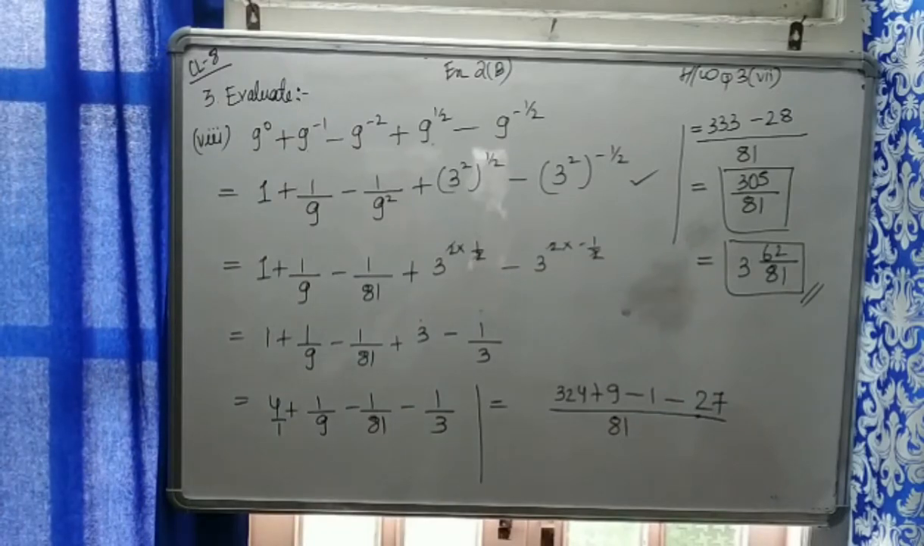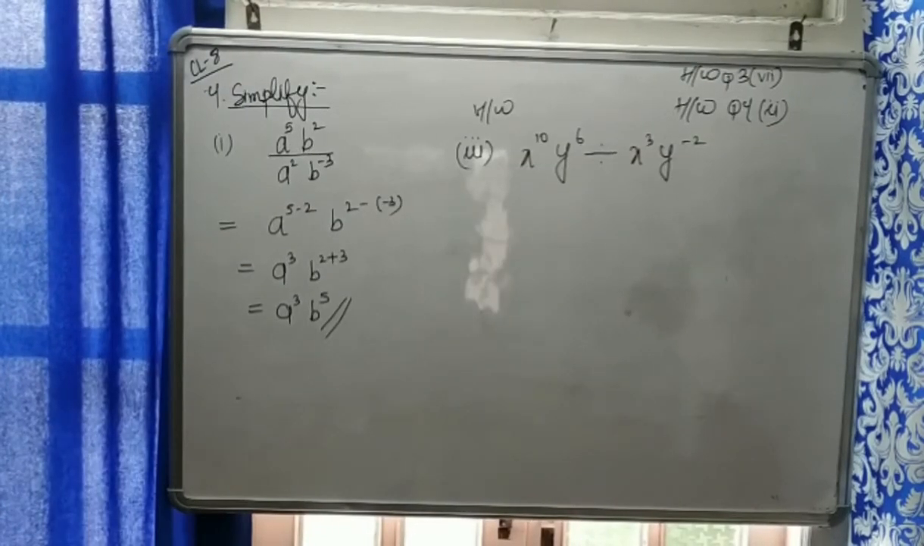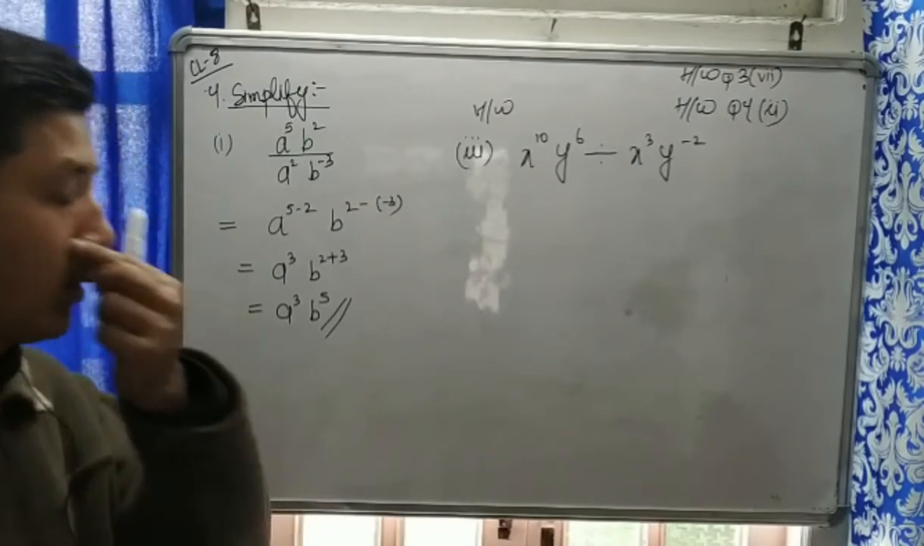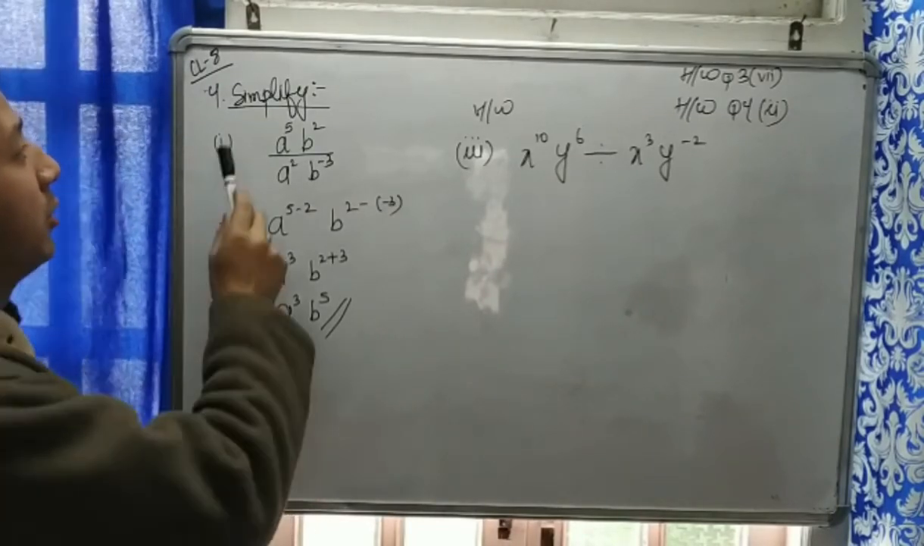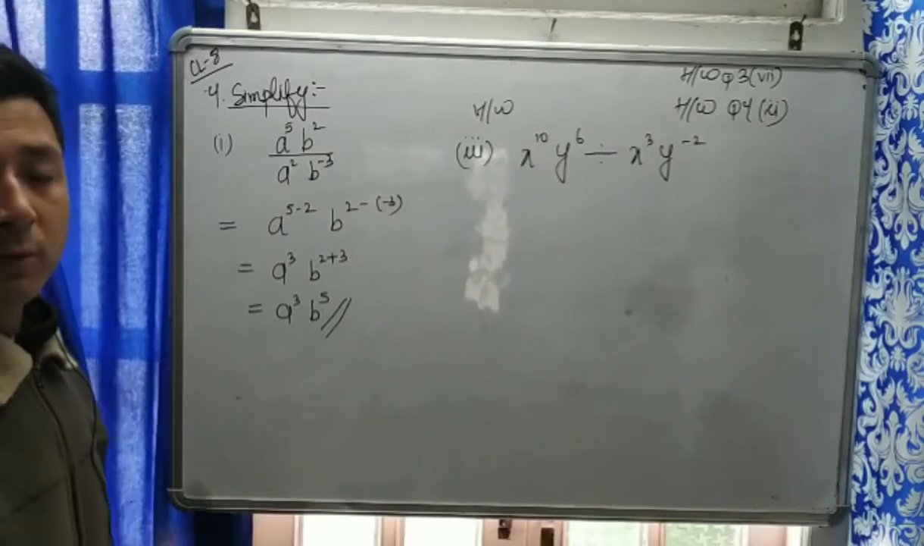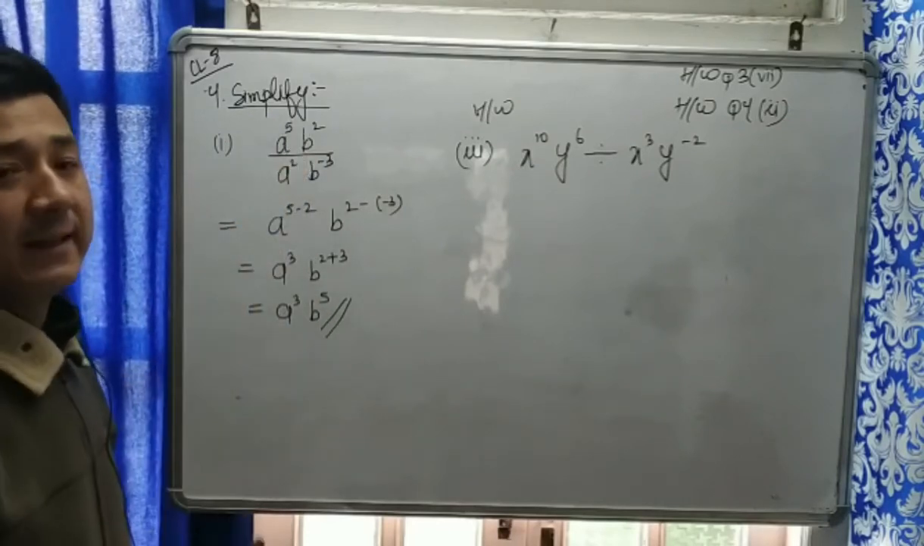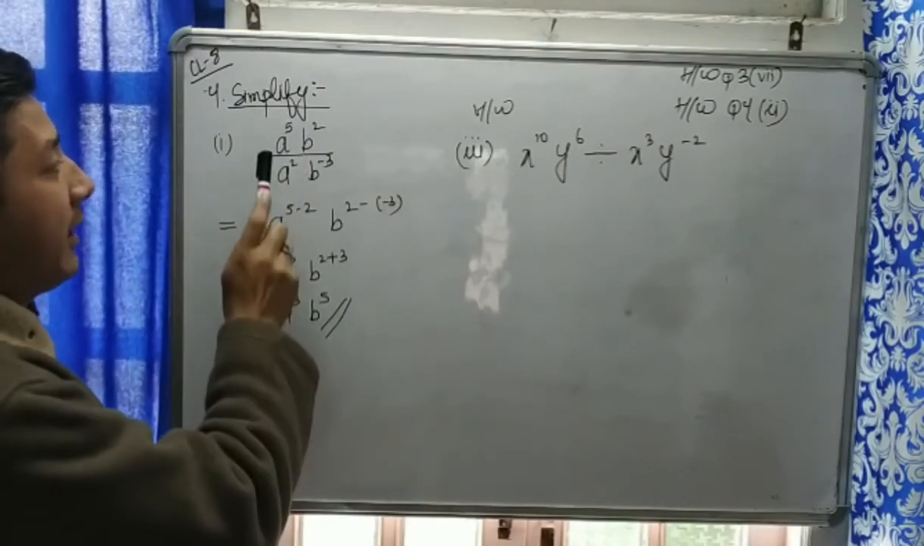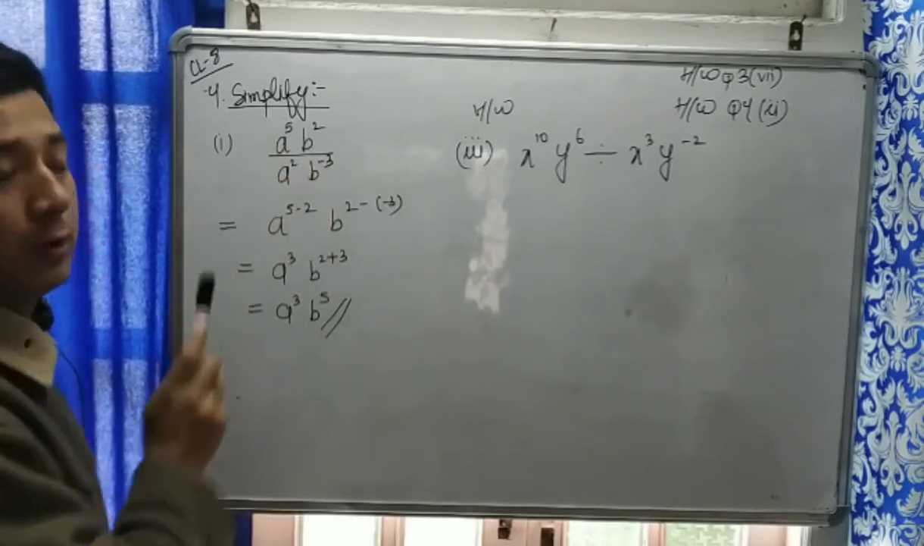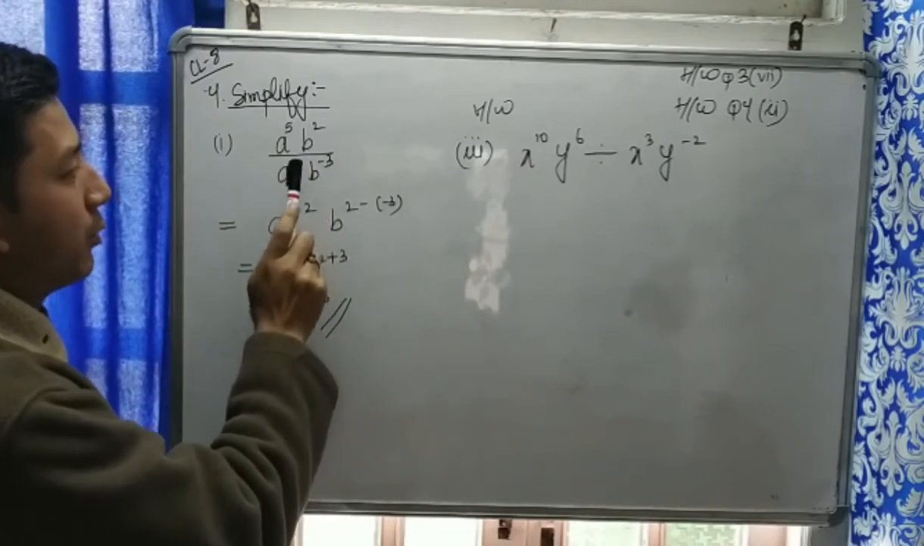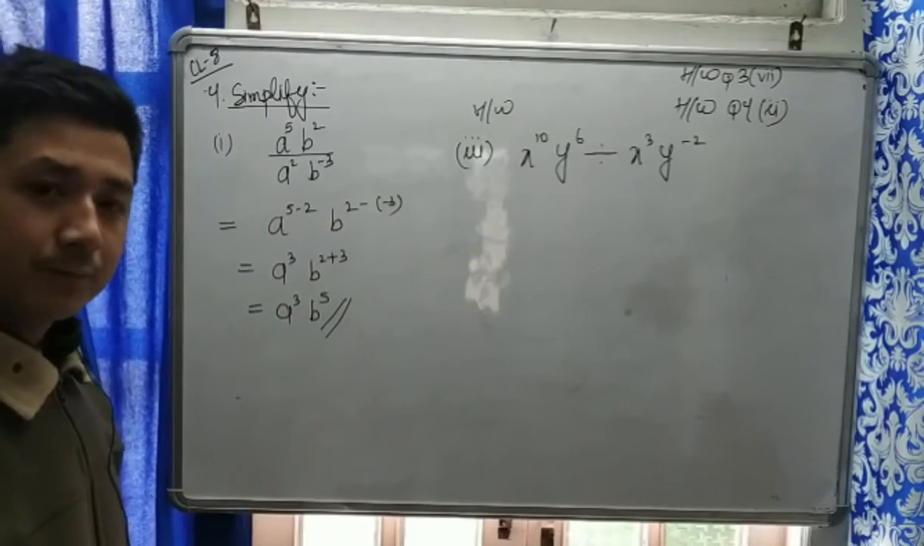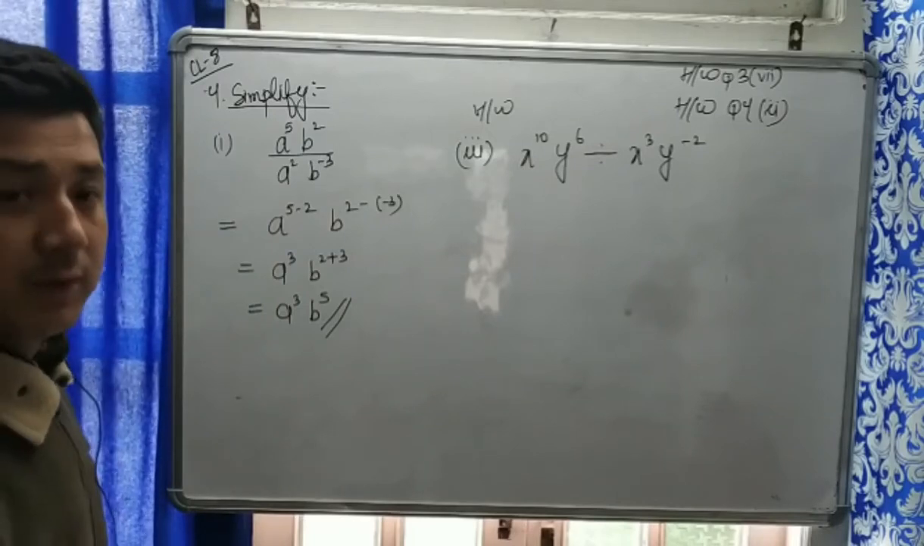So please pause the video and note it down. Alright boys, so we are moving into the last question for today's class. That is question number 4 part 1. In question number 4 part 1, the question says to simplify it. Simplify: a to the power 5 into b to the power 2 divided by a to the power 2 b to the power minus 3. What we need to do is to simplify.